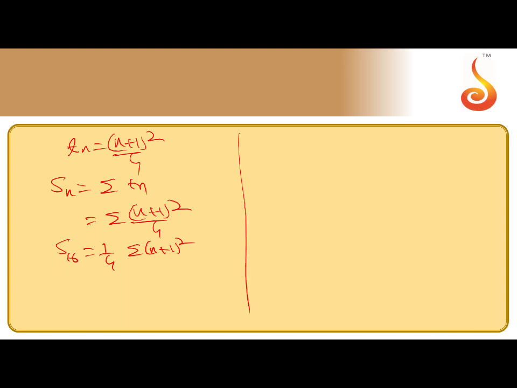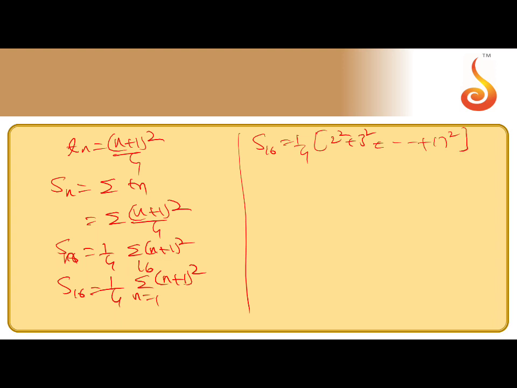So here S16 is required. N equal to 16. So S16 equals 1 by 4 into sigma n equal to 1 to 16 of n plus 1 whole square. So let us give the values. N equal to 1 means 1 plus 1, 2 square, 3 square and so on. The last, n equal to 16, means 17 square will come here. So we have the formula for 1 square plus 2 square plus 3 square and so on up to n square. That is sigma n square, n into n plus 1 into 2n plus 1 by 6.